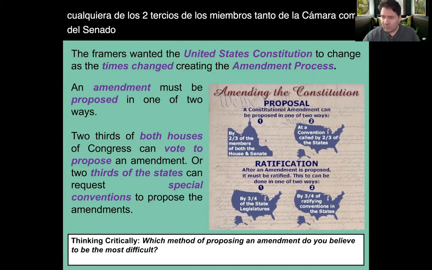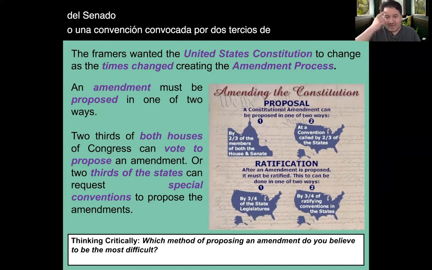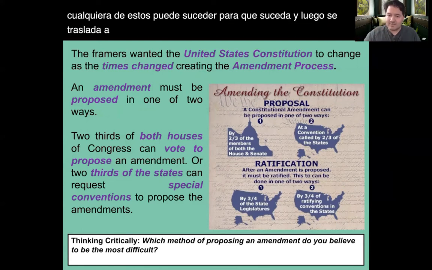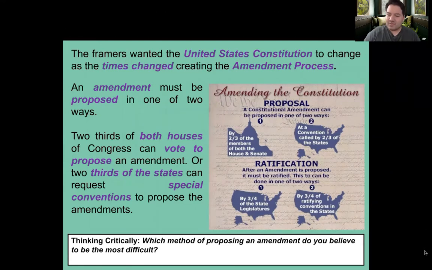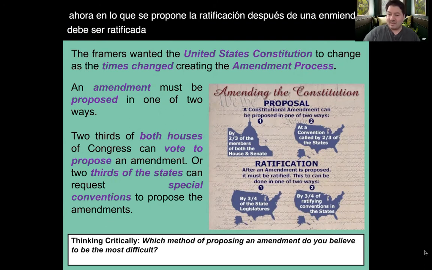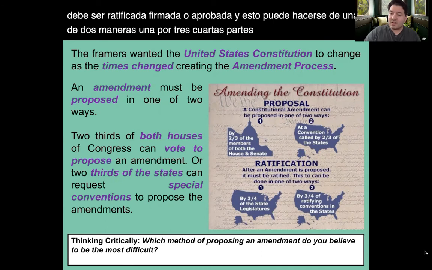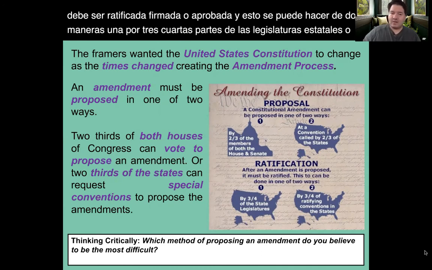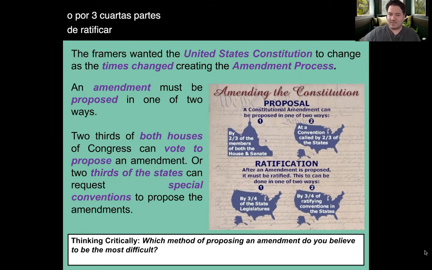So either one of these can happen in order for it to happen. And then it moves to the ratification process or the approval process. As ratification, after an amendment is proposed, it must be ratified, signed, or approved. And this can be done in one of two ways. One, by 3/4 of the state legislatures, or by 3/4 of ratifying conventions in each individual state. So there are two different formats for this to follow.